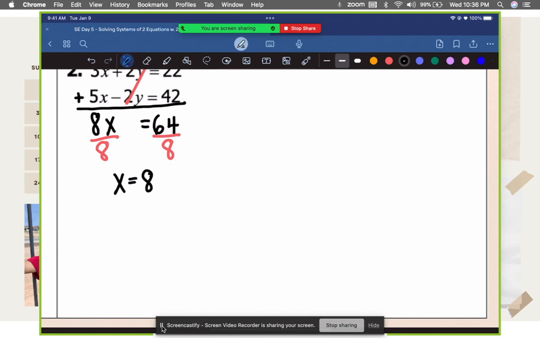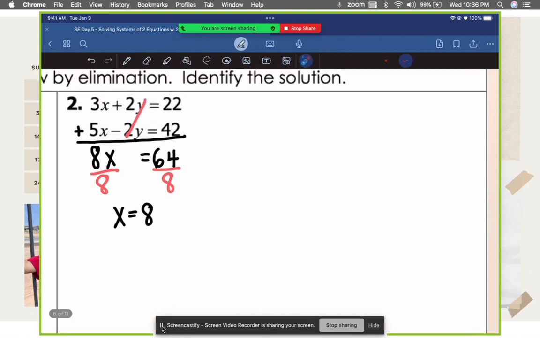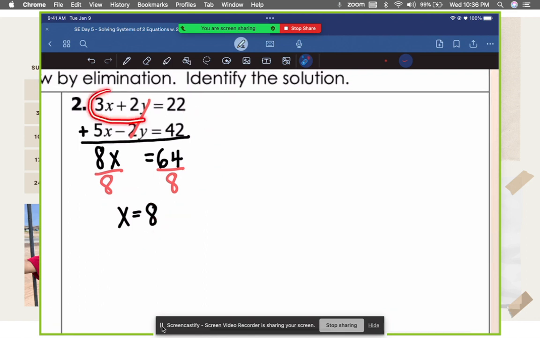Okay. Now, we found our x value. We just need to find our y value. So we're going to plug it into one of the two equations. This one looks like it has smaller numbers, right? This 5 is a little bigger. The 42 is a lot to deal with. So I'm going to use the top equation. Everywhere I see an x, I'm going to put an 8.